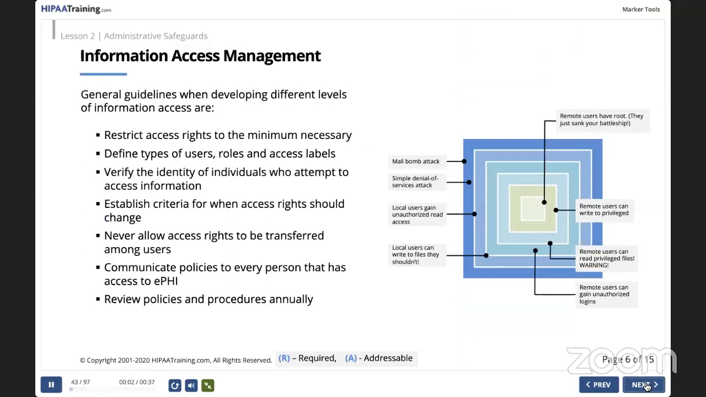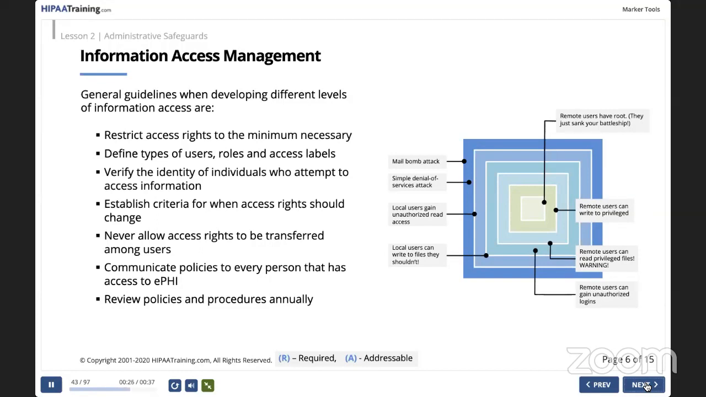Information access management. General guidelines when developing different levels of information access are: restrict access rights to the minimum necessary. Define types of users, roles, and access labels. Verify the identity of individuals who attempt to access information. Establish criteria for when access rights should change.